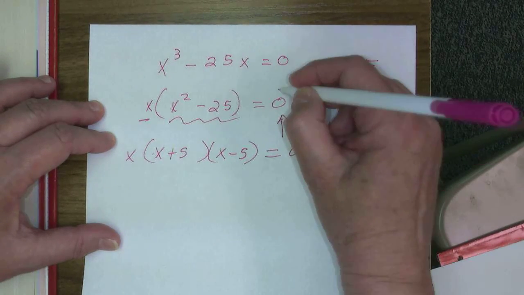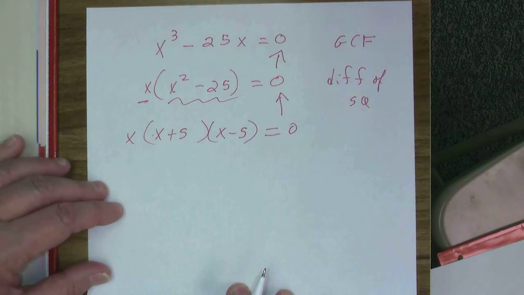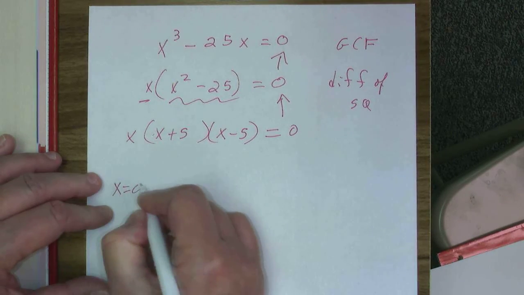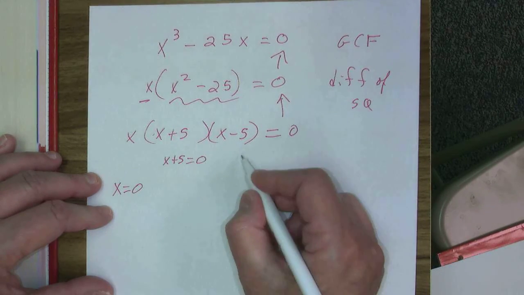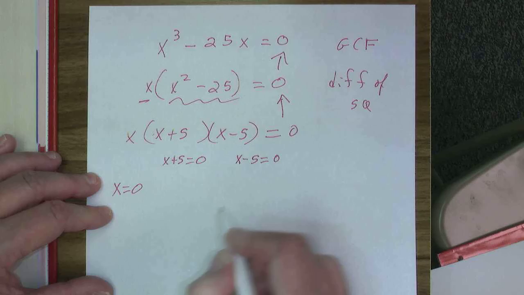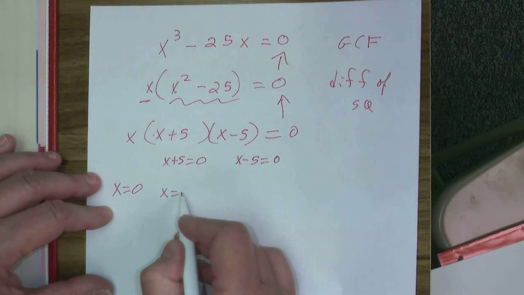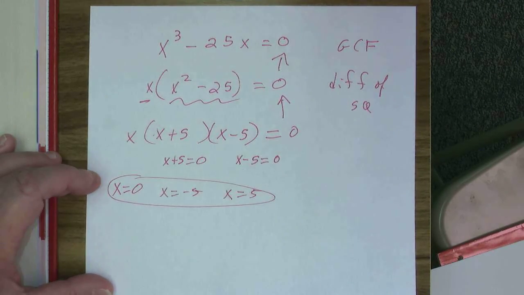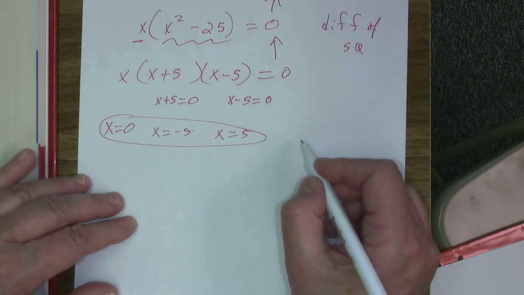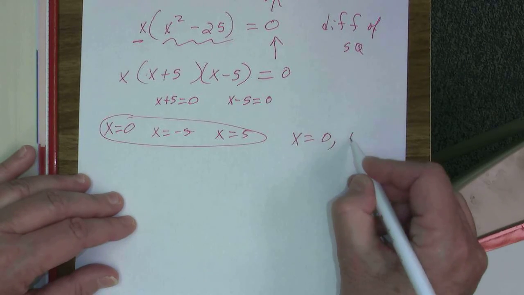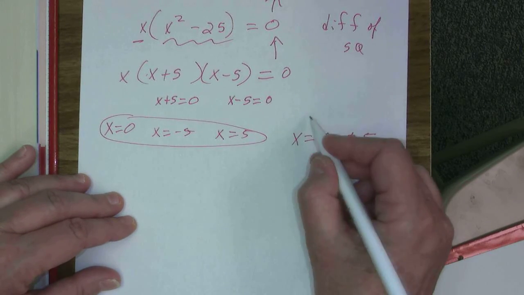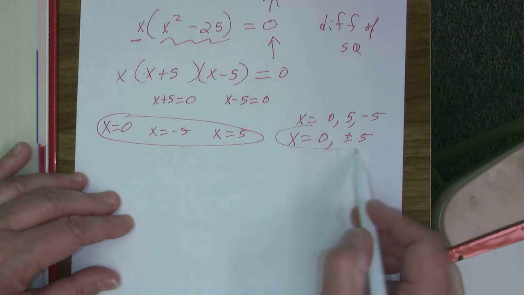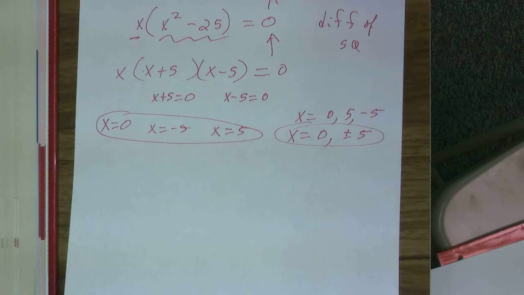Remember, you need to write that each time. You can't solve something if it's not set equal to something. Either of these can be 0. x can be 0. x plus 5 can be 0. x minus 5 can be 0. So if we subtract 5, we get x equals negative 5. We add 5, we get x equals 5. Here are the answers. Sometimes we'll write x equals 0, comma, plus or minus 5. Or you could just write it x equals 0, 5, and negative 5. But sometimes you may see it written like that. A plus or minus 5 means it could be a positive 5 or a negative 5.